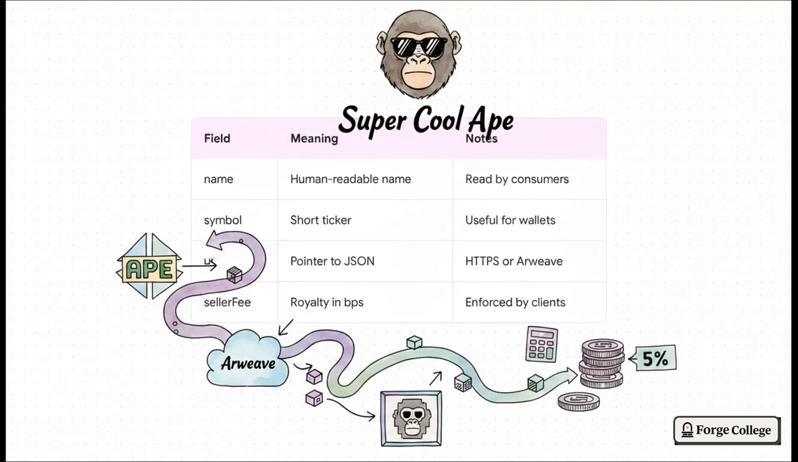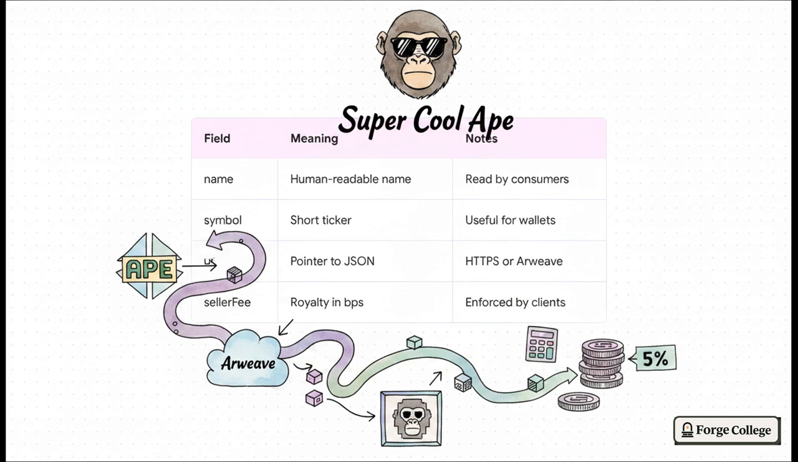Let's look at the technical spec sheet drawn out in this table here to see exactly what lives inside this PDA. First, you've got your readable name, something like Super Cool Ape. Then you've got your symbol, which is that short ticker identifier that wallets absolutely love. Crucially, you have the URI. This is a pointer to an off-chain JSON file, ideally hosted on something decentralized like Arweave, which then points to the actual image and the attributes of your NFT.